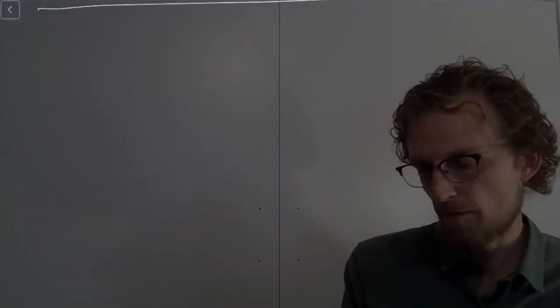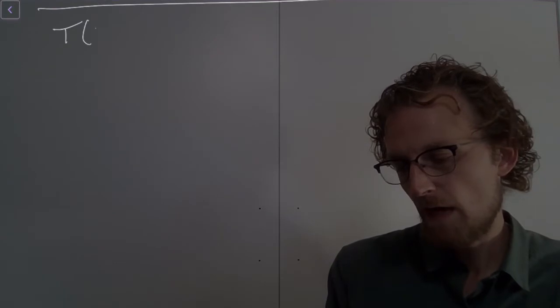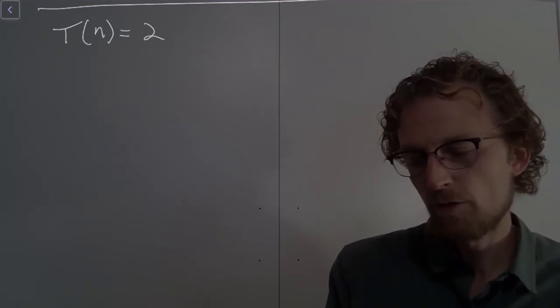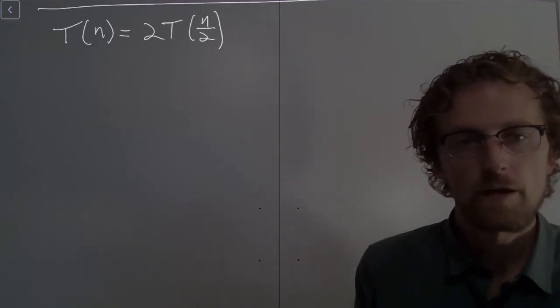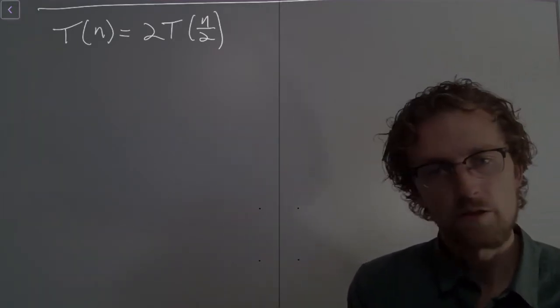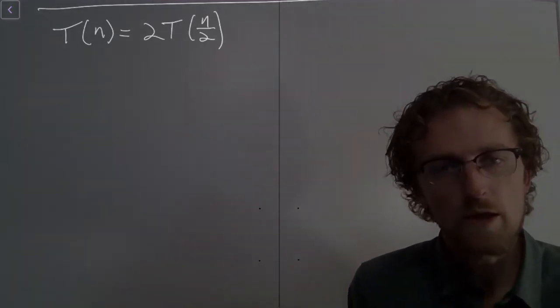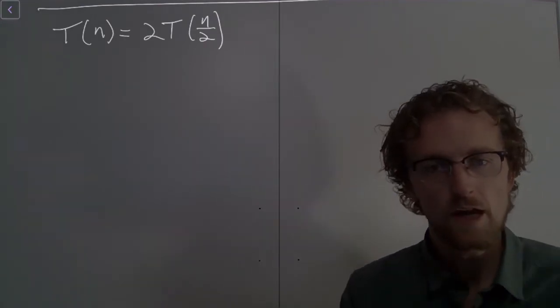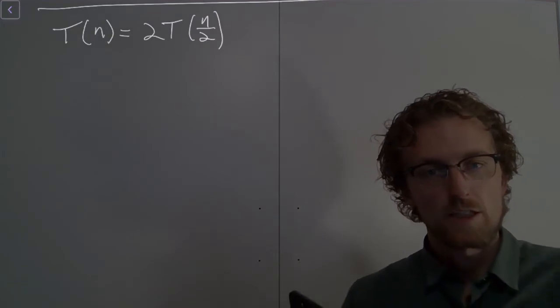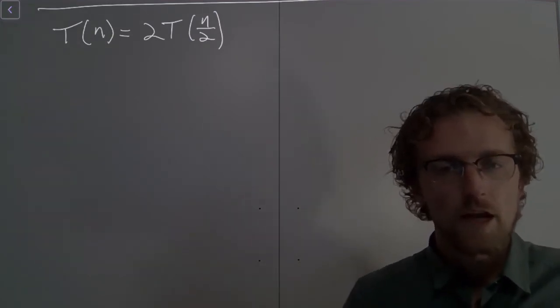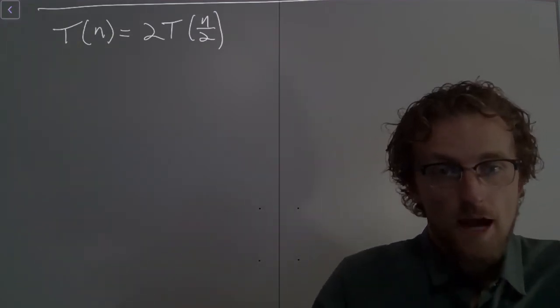So let's do a few more of these. So here's a new recurrence relation. T of n equals 2 times t of n over 2, with no overhead. In this one, the way you want to think about it is that every time I recurse, I take my input, I split it in half, and then I recurse on both halves.